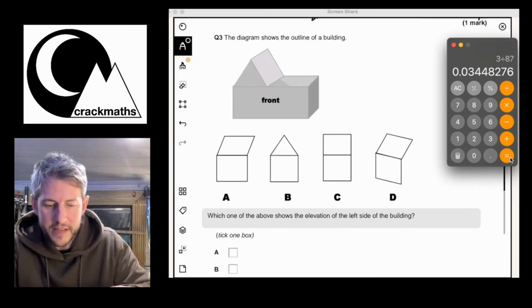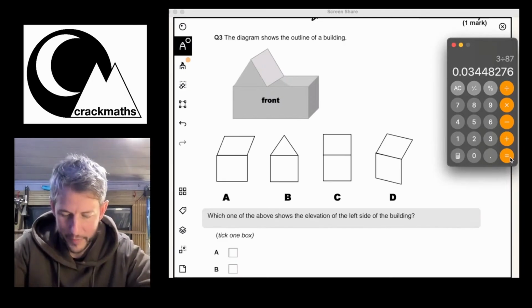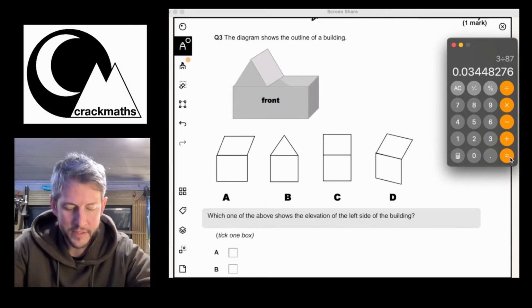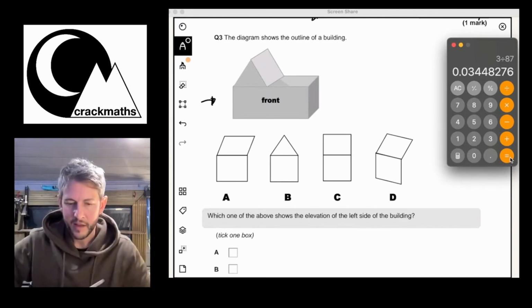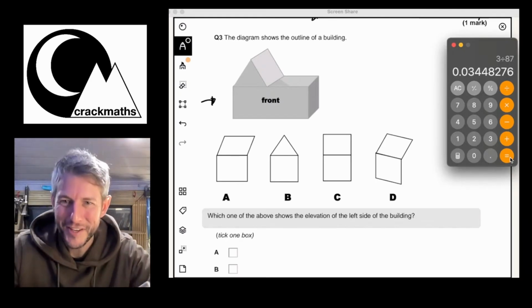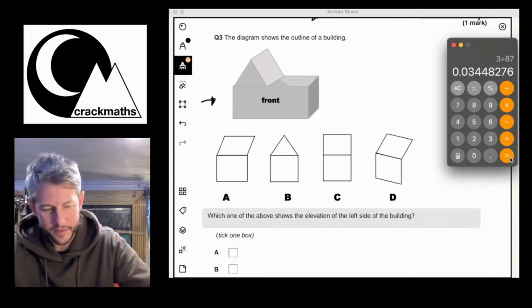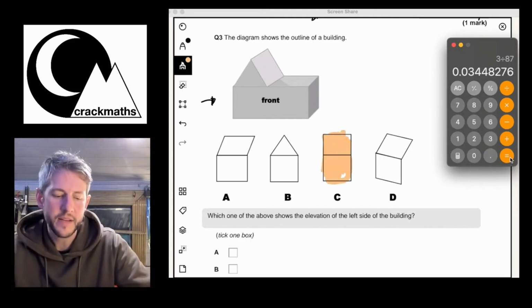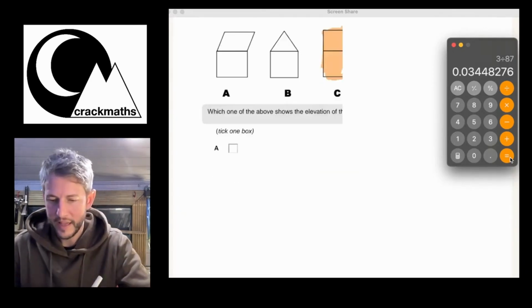Question 3 says the diagram shows the outline of a building. Which of the above shows the elevation of the left side of the building? So this is the left side of the building. Just double check my left and right. All we're going to see is this, because we're going to see the side and the roof. So it's going to be that one there, so it is C.